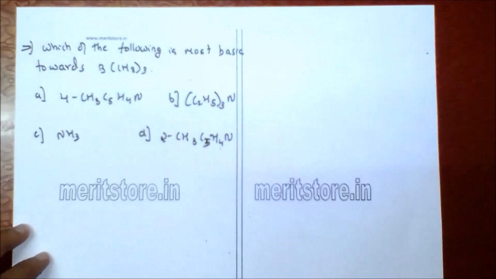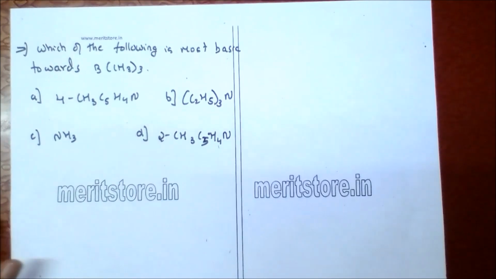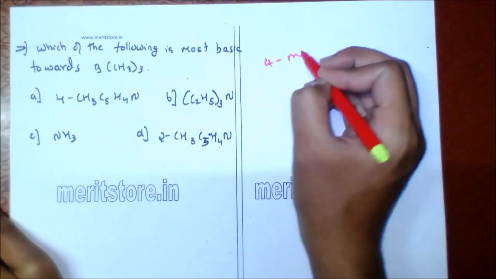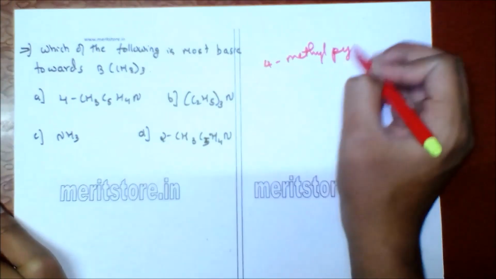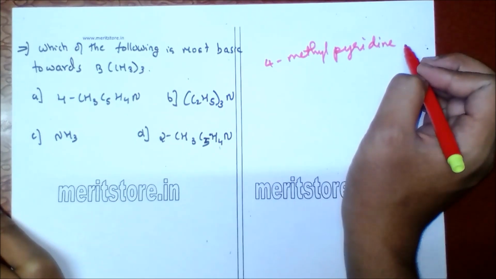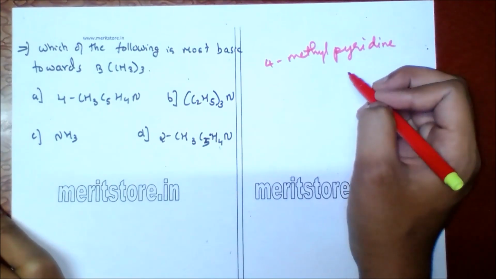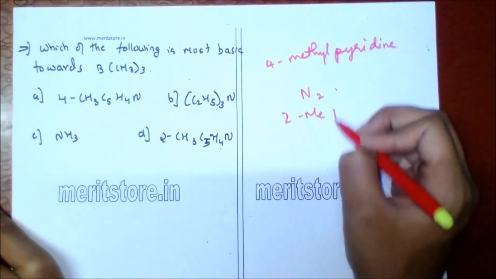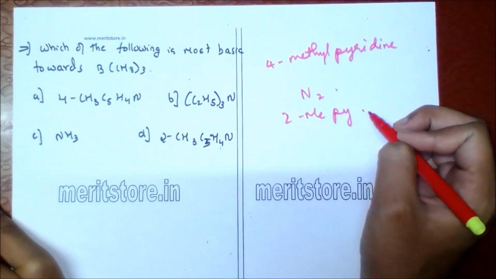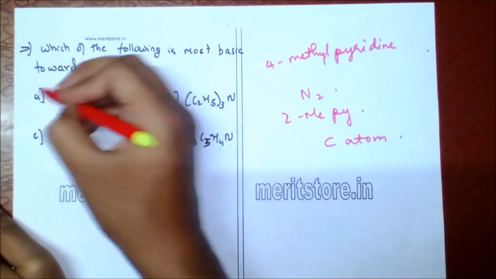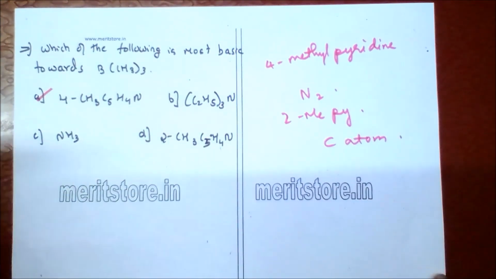Which of the following is most basic towards BCH3 thrice? It is easier to remove a proton from 4-methylpyridine. An electron left behind when the proton is removed is delocalized onto the electronegative nitrogen atom. In 2-methylpyridine, the electron can be delocalized only onto a carbon atom. So option A is the correct answer, 4-methylpyridine.